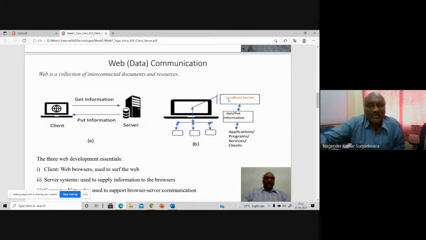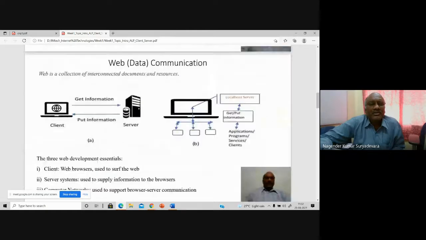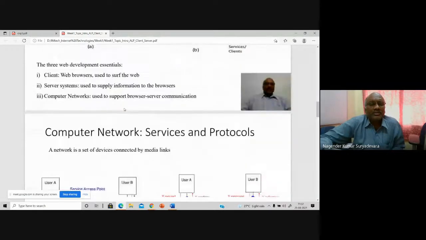It is also a database. It can be a repository where you can fetch some data and put some data. So a server residing on the same computer is called a local host server, whereas a server residing at some other location, at some other place, is basically a server itself. Any clarifications on this? Please let me know at this point.